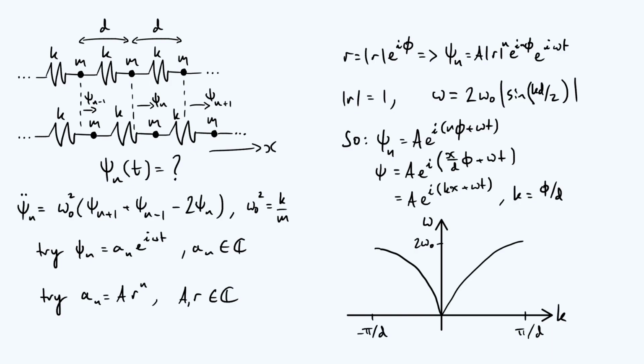Now, why have I only plotted the graph between minus pi over d and pi over d? Well, you could extend it as far as you wanted in either direction of k, but notice that this point here, when k is pi over d, because k is in general phi over d, corresponds to the point where phi is equal to pi. And similarly, the point on the far left corresponds to the point where phi is minus pi. Remember, the interpretation of phi was that it's the phase difference between the oscillations of successive masses in the chain.